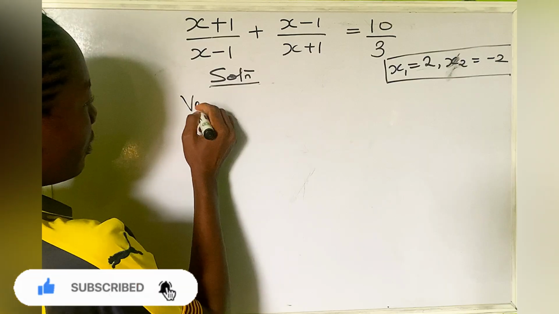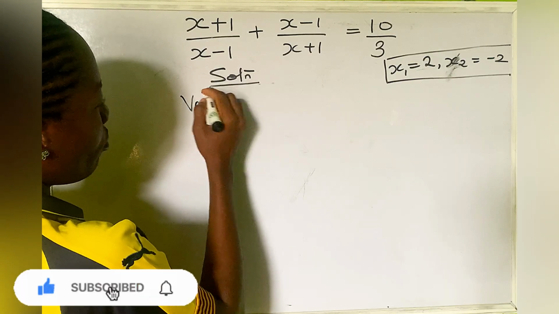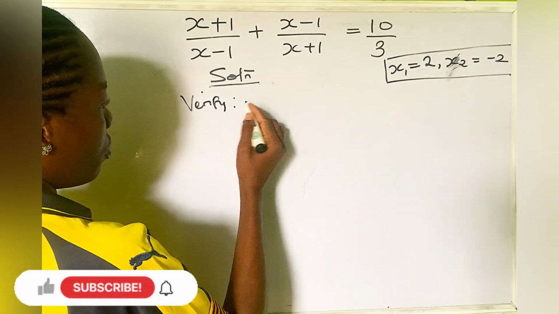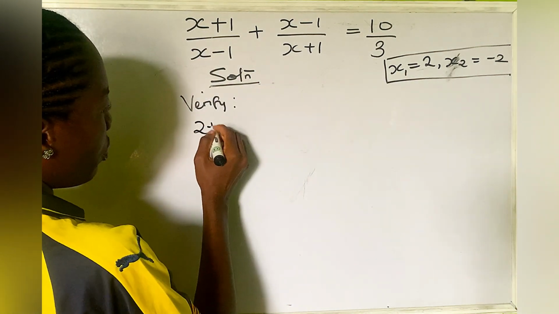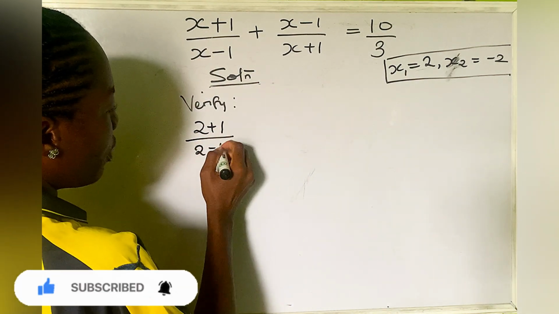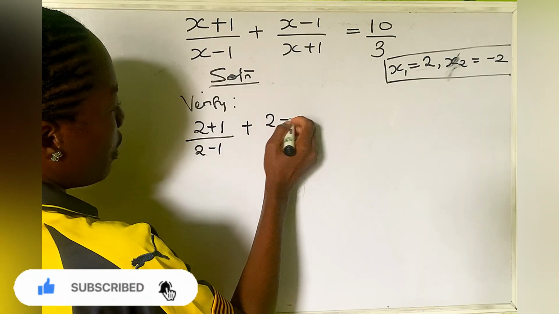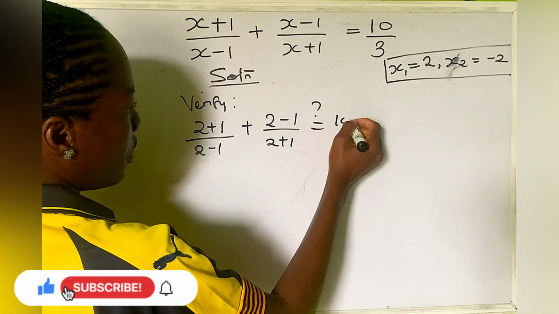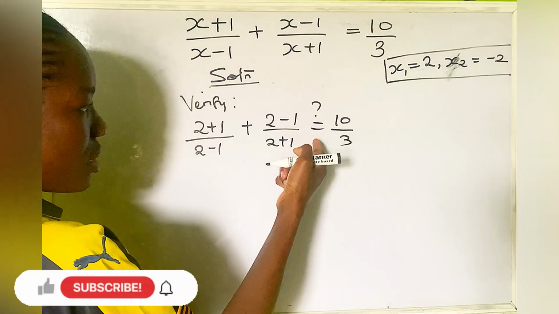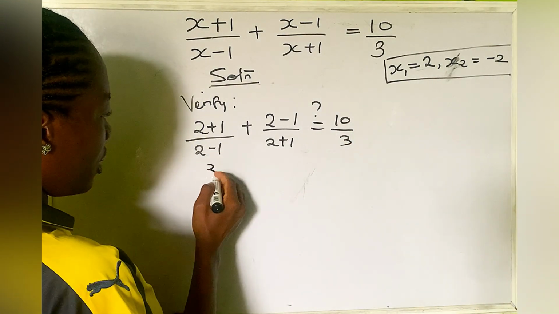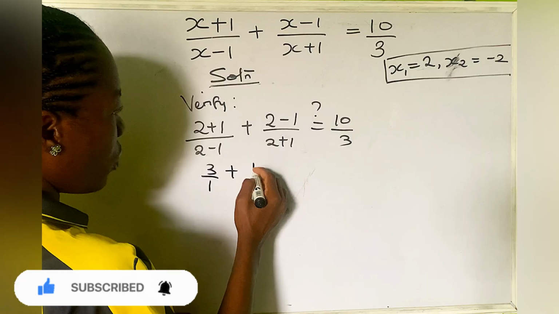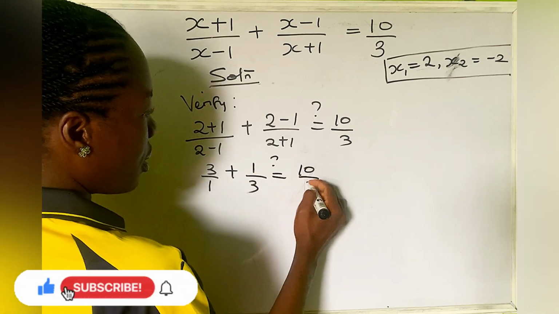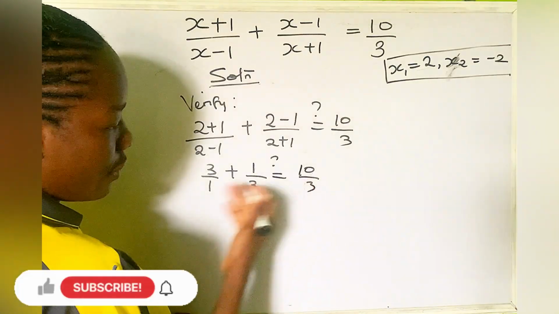Now let's verify. We're going to start with the first value of x, which is 2. So this is 2 plus 1 over 2 minus 1 plus 2 minus 1 over 2 plus 1. Now, is it equal to 10 over 3? We're going to see that right now. So this is 3 over 1 plus 1 over 3. Is it equal to this? Now let's solve this to see if it will give us this.